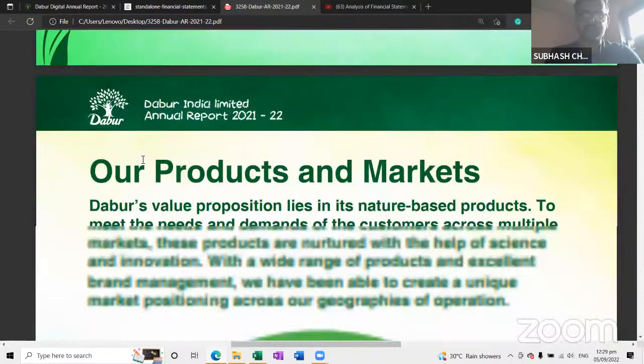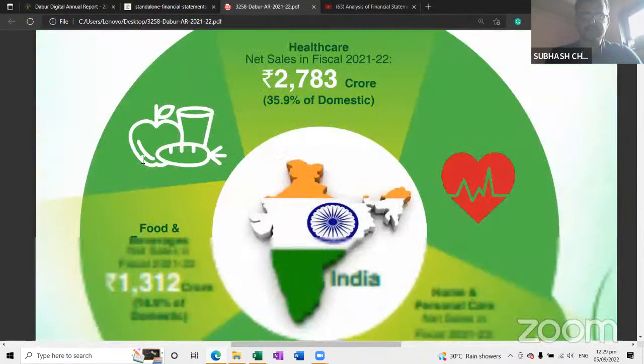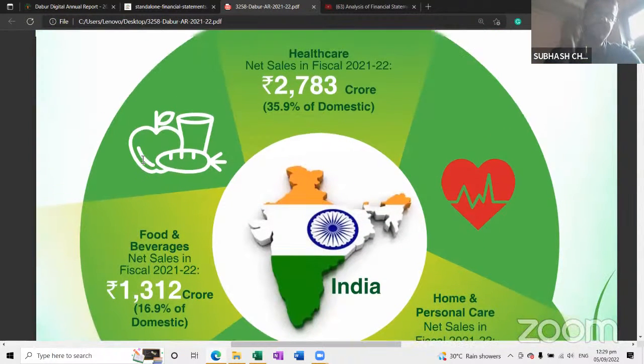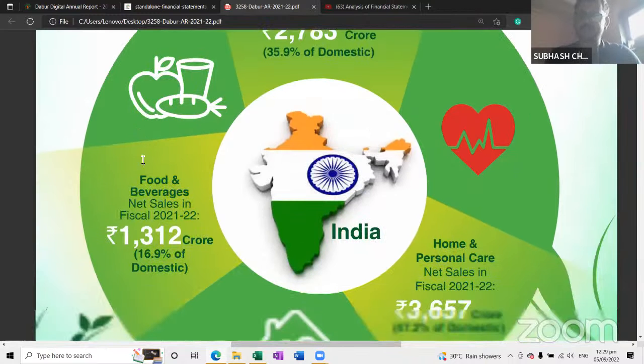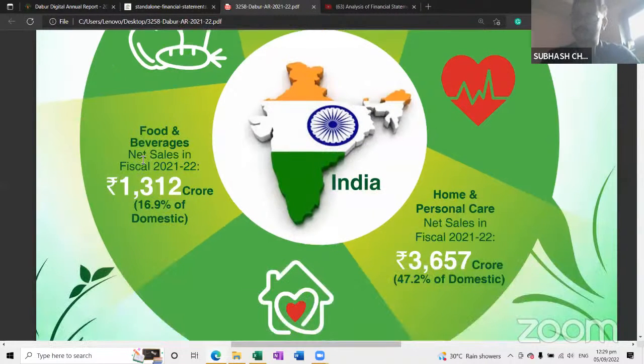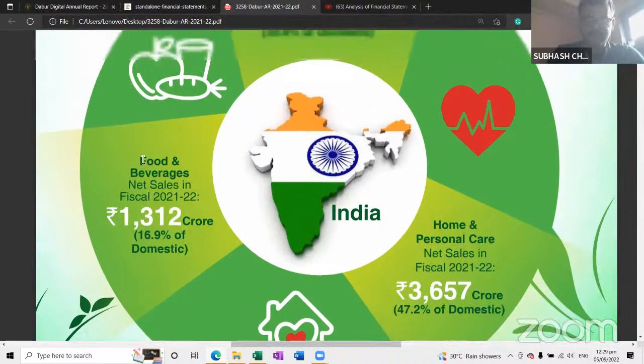Okay, these are some products, and you can find the percentage. Everyone just focus here. In India, home and personal care net sales for year 21-22, you can see, is 47.2% of domestic sale. Can you tell me which one is the highest one?